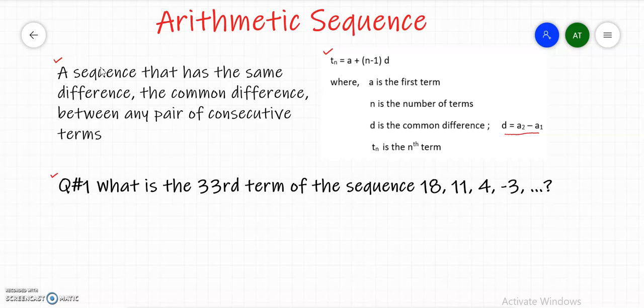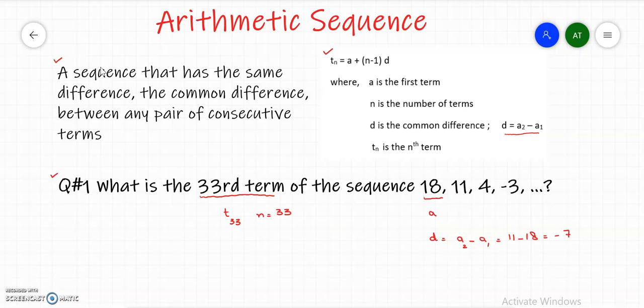So in question number 1, we have: what is the 33rd term? The 33rd term means we need to find T33, where n is equal to 33, of the sequence that we have been given. In the sequence, we know that the first term is always the a value. So the a value is 18, and to get the d value, we have to do the second term subtract the first term, right? So the second term is 11. We need to do 11 subtract 18, that would be equal to negative 7.